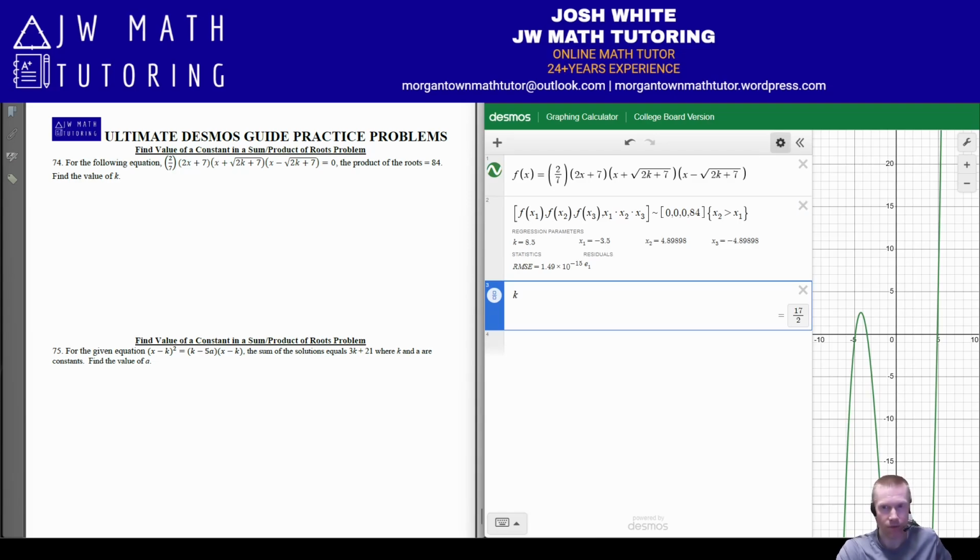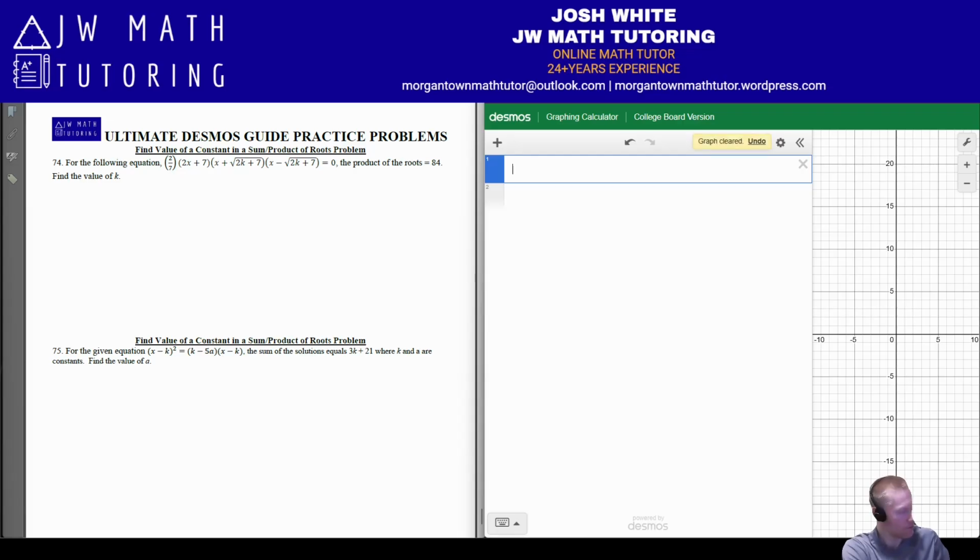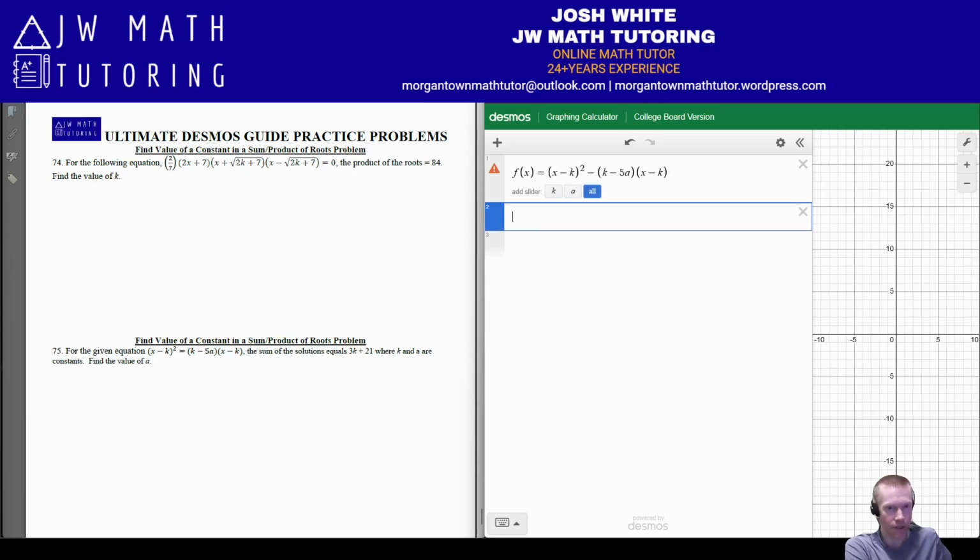All right, now let's look at 75, the bottom problem. To put this one in f of x equals form, we're going to have to technically subtract over the entire right side. So I'm just going to bring over the k minus 5a and x minus k. All right, next, start a regression list statement. This one's only going to have two roots because it's a quadratic, so we'll call them x1 and x2. You couldn't use a here because a is already a separate constant. You could use b and c if you wanted.